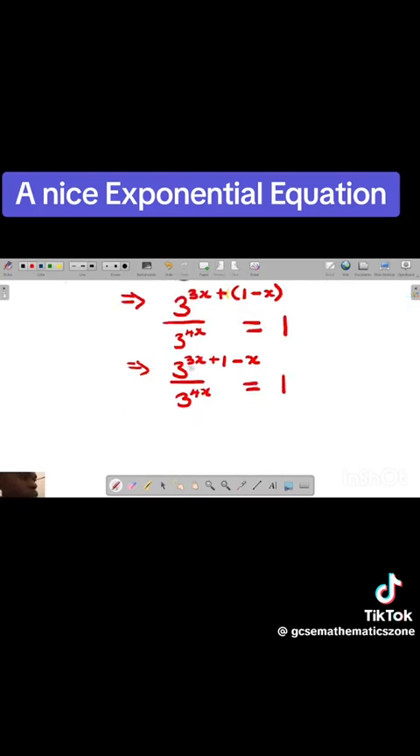Okay, so we collect like terms together. You can see that this term is like that one. They both have x's. So you're going to say 3x minus x. You're going to have 3 to the power 2x, then plus 1, over 3 to the power 4x is equal to 1.